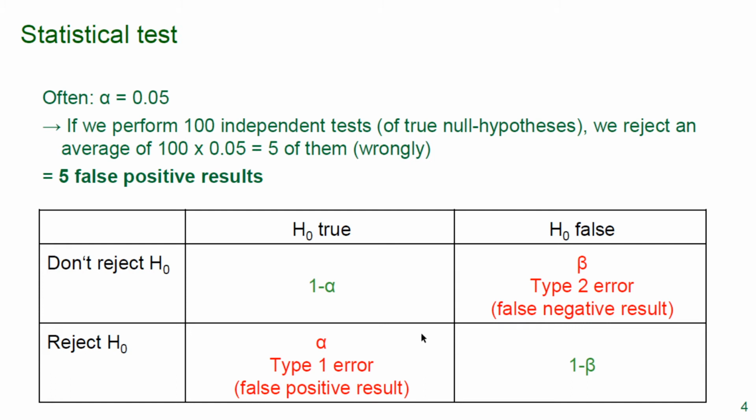Now imagine that we are not conducting only one statistical test, but 100 independent statistical tests of null hypotheses that are in reality true. So they shouldn't be rejected. But because of this type 1 error, some of them turn out to get rejected. On average, when we test 100 independent tests, we expect that 5 of the 100 null hypotheses will be rejected wrongly, because they should actually not be rejected. So these are 5 false positives on average, false positive results.